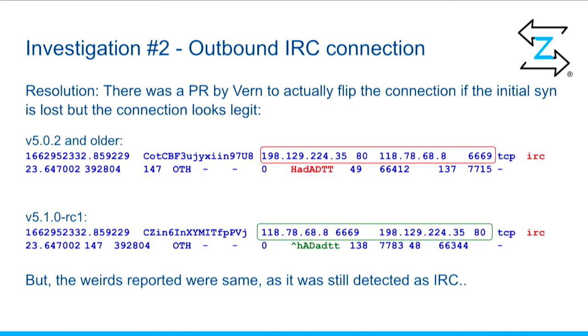And just because the source port the source IP was using was IRC, it was getting detected as IRC by the analyzer. So the connection was getting flipped, but not completely flipped. The right protocol analyzer was still not getting triggered. And again, I saw the weird reports, and all the same weirds got triggered again. So that was the PR that we tested.